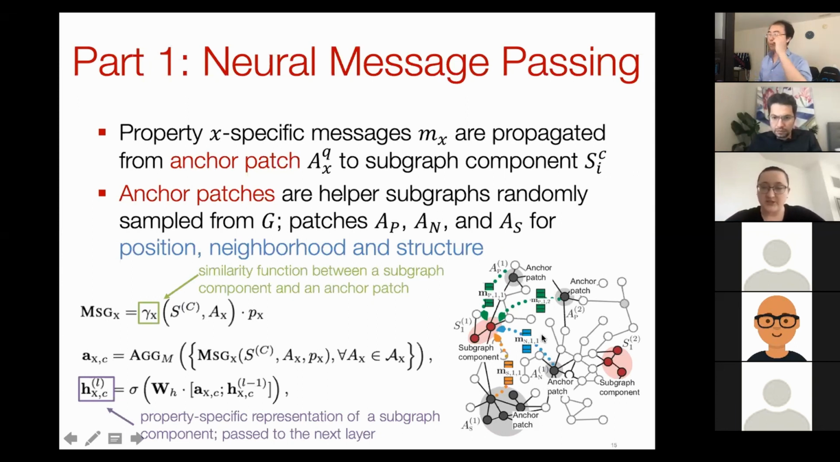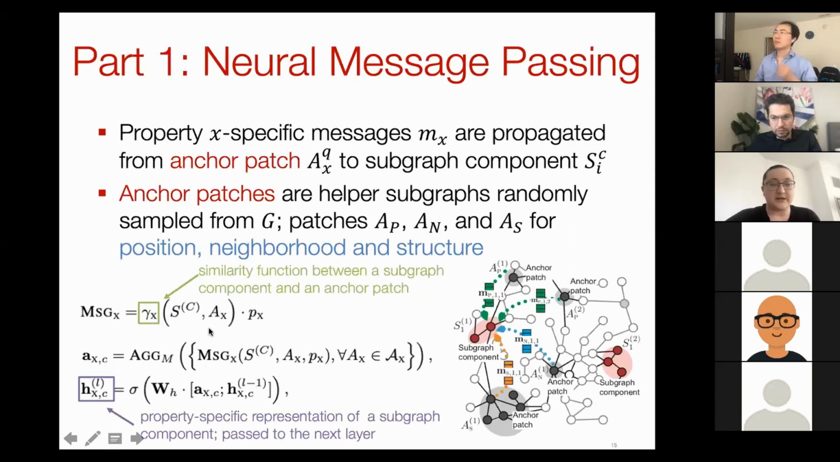By sampling anchor patches and then asking how these anchor patches relate, for example, to this subgraph in red, we can answer questions whether the S1 subgraph is closer to the periphery of the graph, is it close to the center of the graph, what does its local neighborhood look like, and so on. And so part one is really powered by this neural message passing scheme that specifies a propagation algorithm for sending messages, which are vectors, and exchanging those vectors between anchor patches and subgraphs.